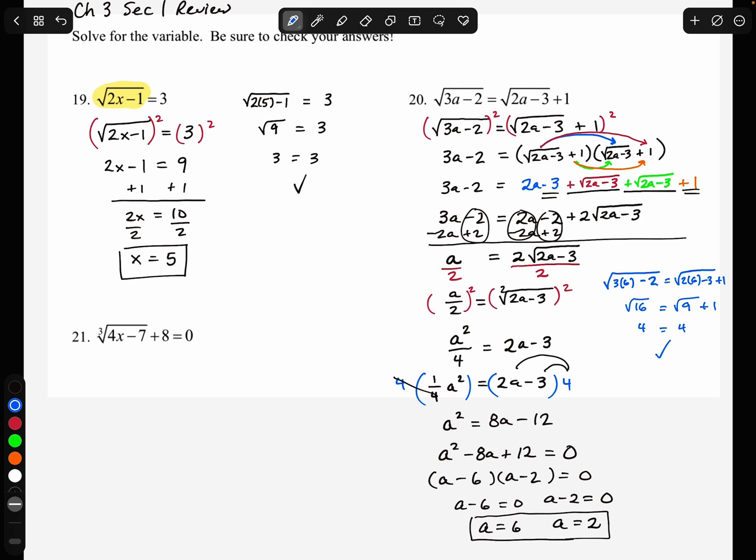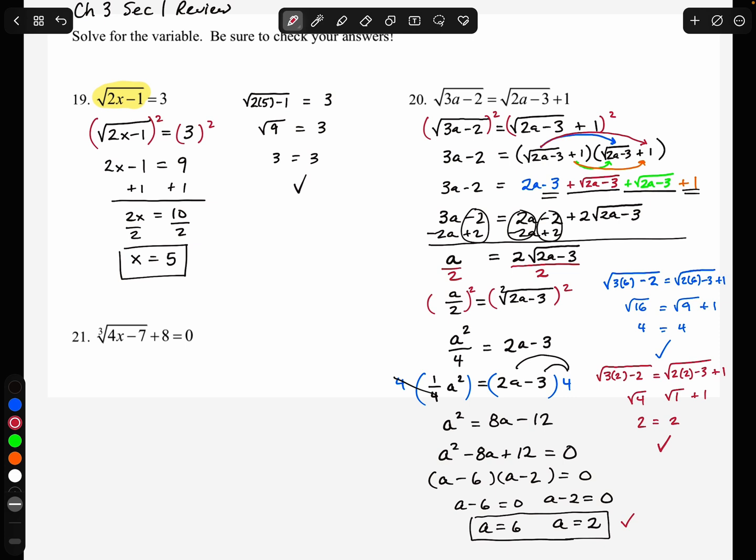So we know that 6 definitely works, but let's double check the 2 to make sure that one works. I'll check that one in red. I've got the square root of 3 times 2 minus 2, which should equal the square root of 2 times 2 minus 3, and then that plus 1. So this is 6 minus 2 is 4. The square root of 4 is 2. And on the other side, 4 minus 3 is 1. The square root of 1 is 1, and then plus 1 also gives us 2. So in this case, they both check out, which is good. So our answers for number 20 are 6 and 2.